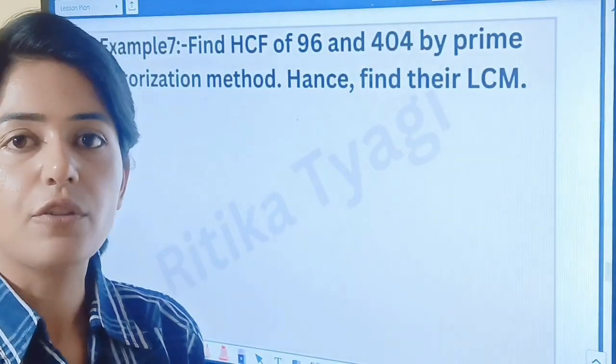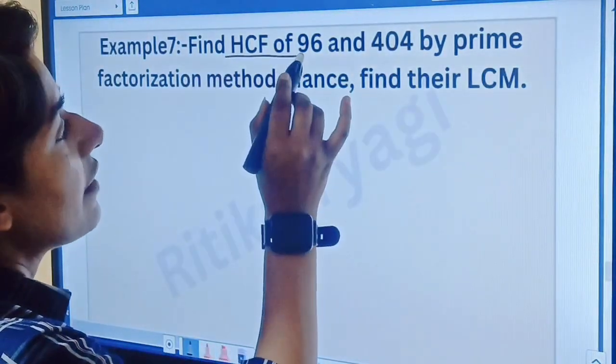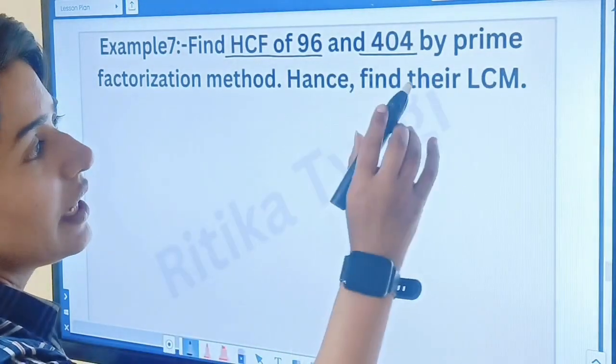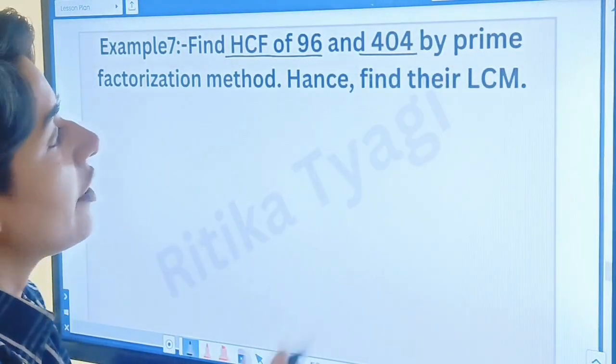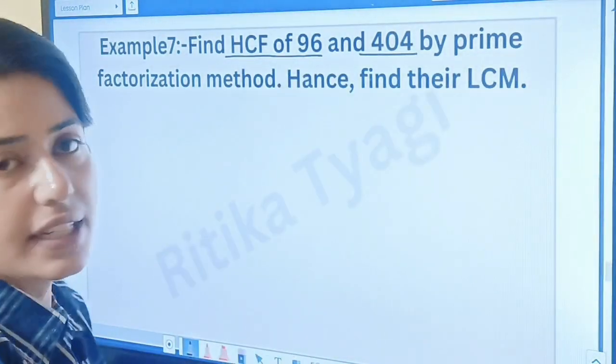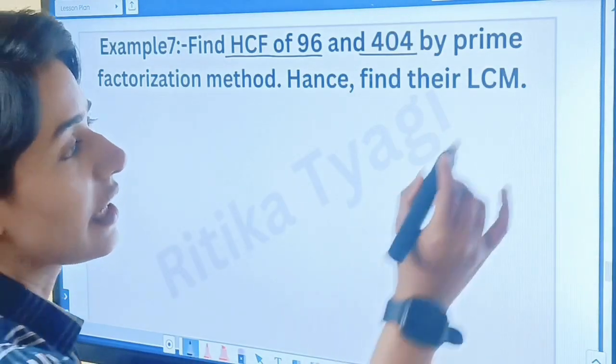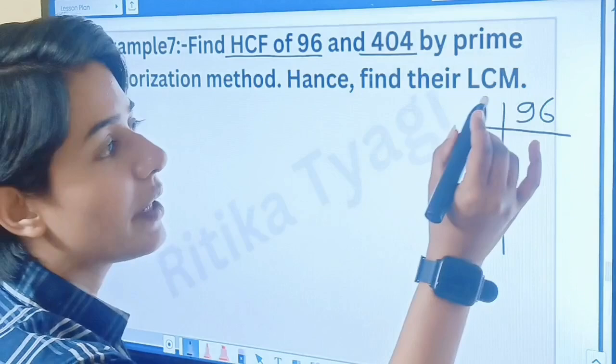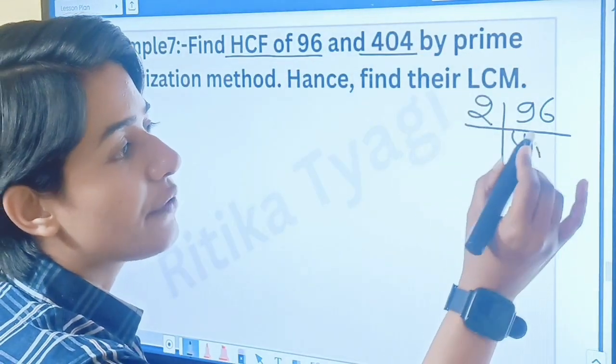Solving example 7 of NCERT. Find SCF of 96 and 404 by prime factorization method. Hence find their LCM. Here we have to find SCF for 96 and 404 and then their LCM. So first we have to factorize 96. 96 is an even number. So divisible by 2 we get 48.